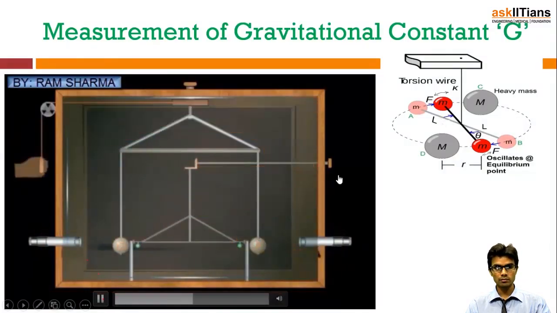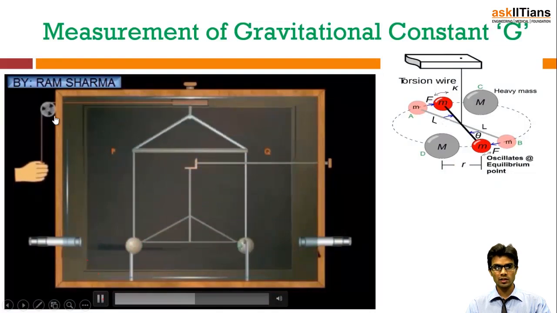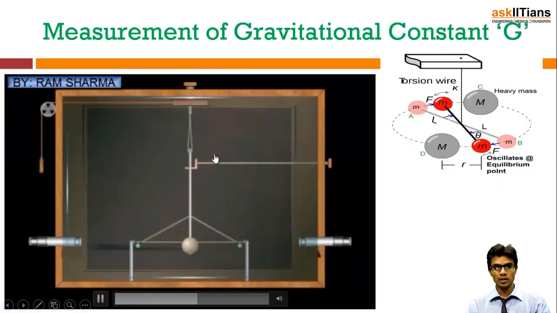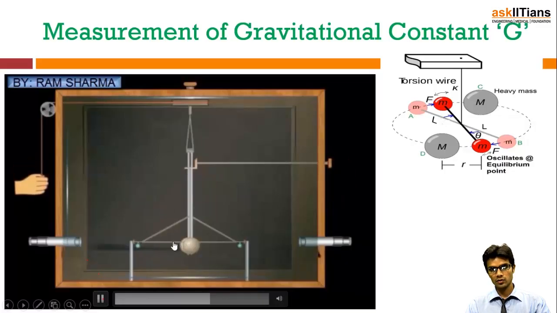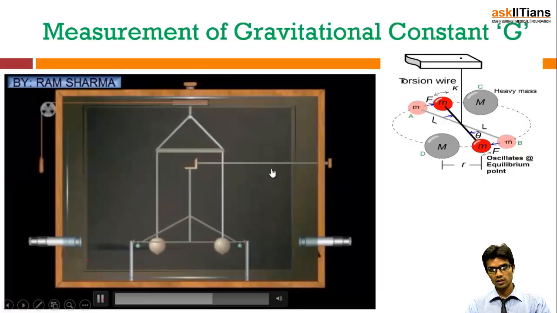Now we rotate this PQ, and now this is balanced. It is rotated in such a way that PQ is perpendicular to CD. At its crosshead it is adjusted so that there is no torsion in this crosshead. Now again it is rotated.